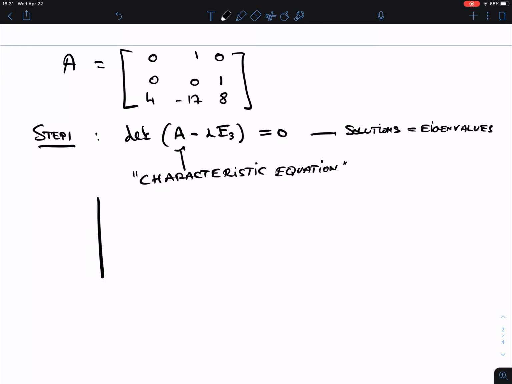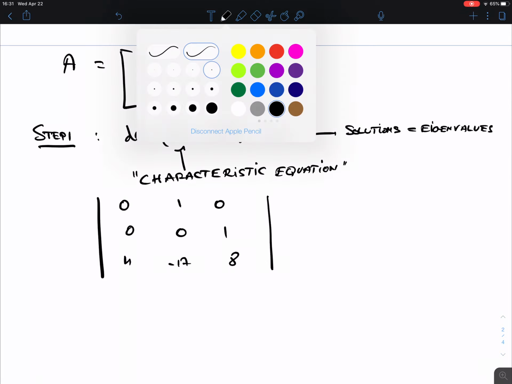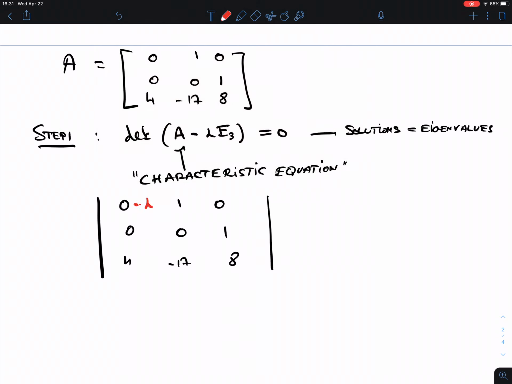You take the matrix 0, 1, 0, 0, 0, 1, 4, -17, and 8, and then you just subtract lambda, minus lambda from the diagonal, only from the diagonal. Okay, so let's see what we get. I get: minus lambda, 1, 0; 0, minus lambda, 1; 4, -17, 8 minus lambda.